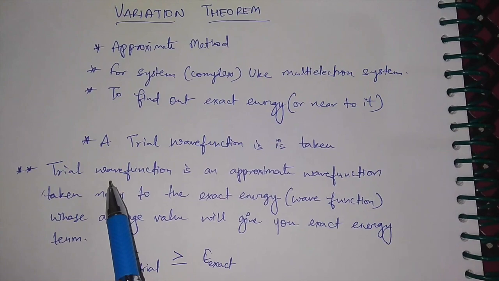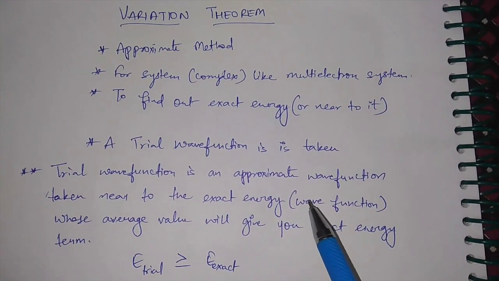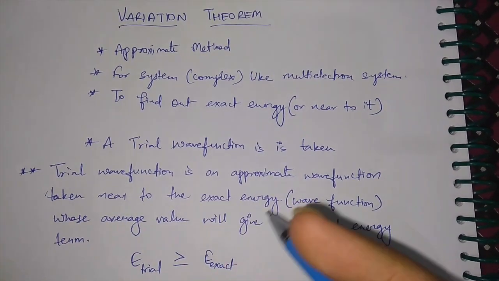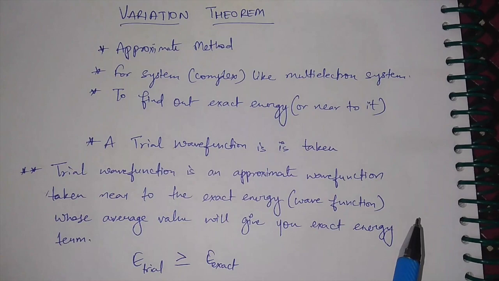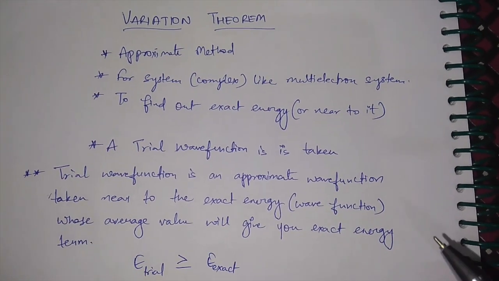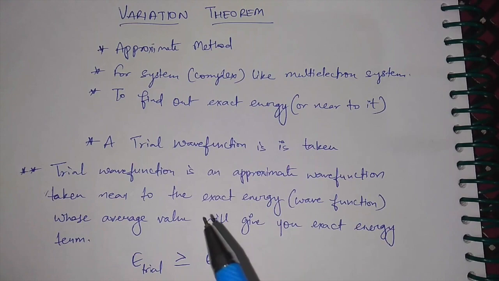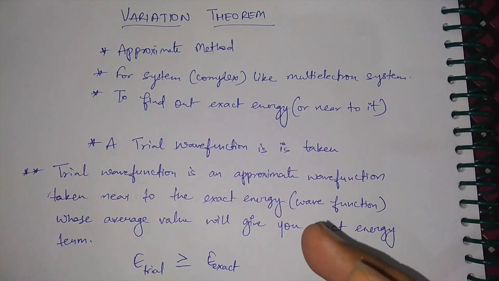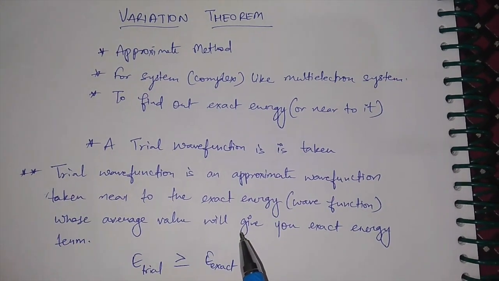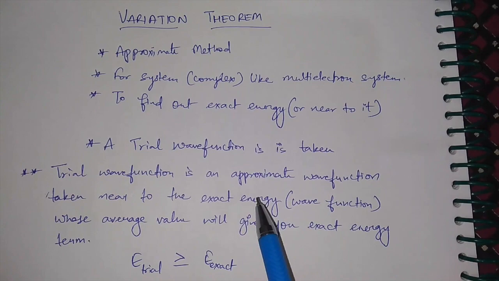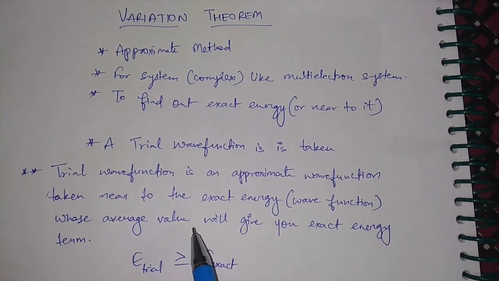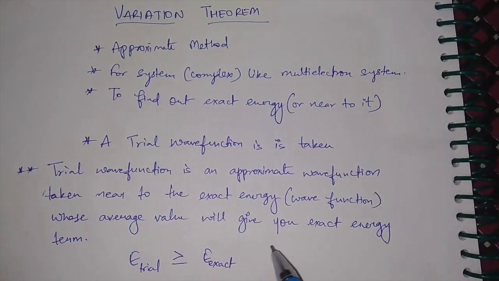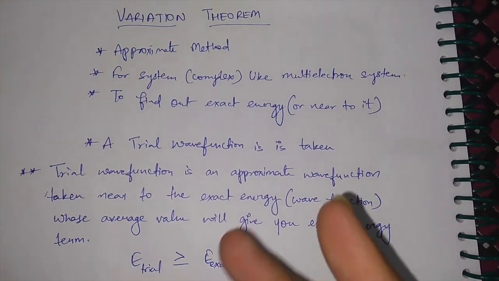The property of this trial wave function is that it's an approximate wave function, taken very near to the exact one, which will give you an energy value very close to the exact energy. The exact wave function will give you the exact energy, but a trial wave function will give you an approximate energy which will be very near to your exact energy. The average value of the energy you get from your trial wave function will give you the exact energy term, or a value near to it.